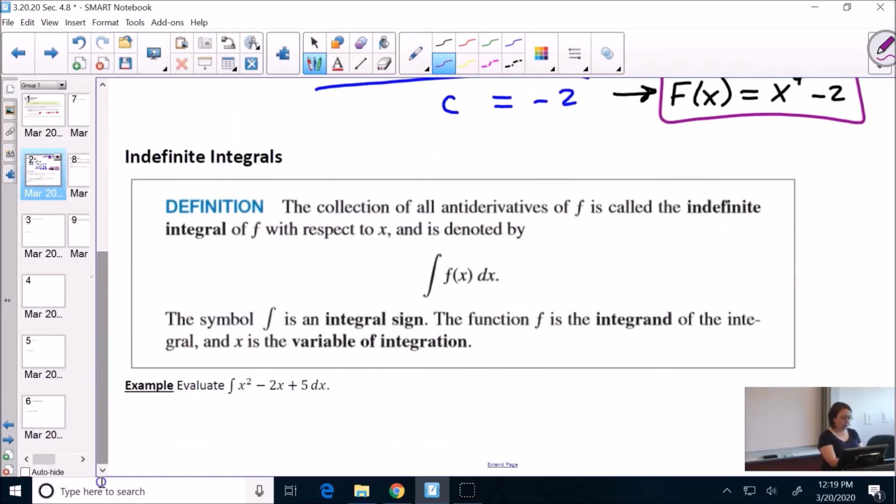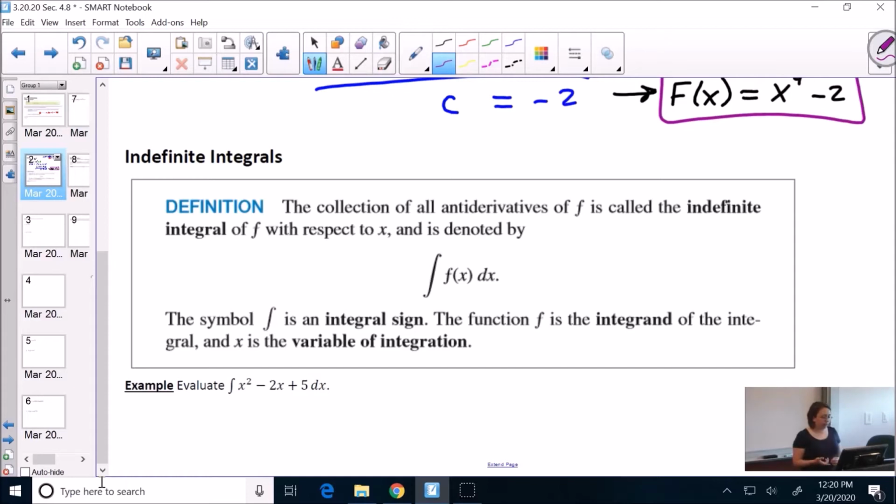Now, there is another notation for this. I'm reordering your notes here a little bit. This is the last problem in your notes. Indefinite integrals. Indefinite integrals are basically antiderivatives. Well, they are antiderivatives. It's just a different notation for writing it.